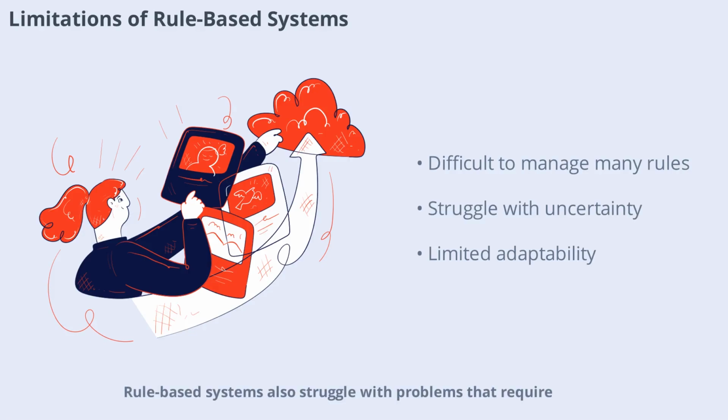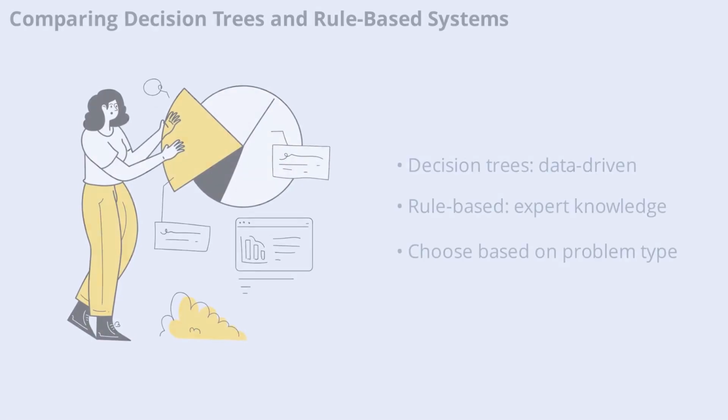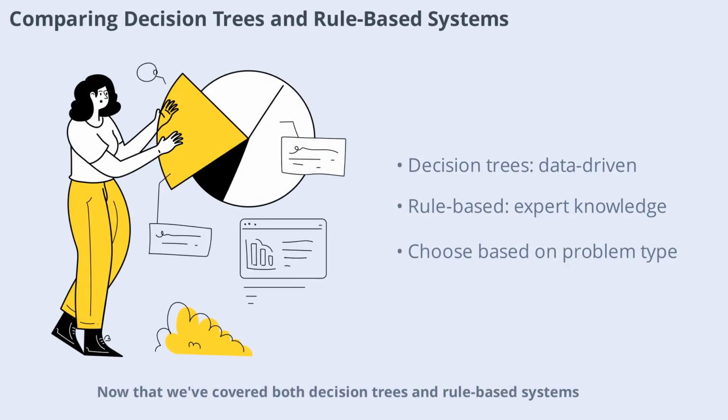Rule-based systems also struggle with problems that require learning from data or adapting to new situations. For tasks that involve uncertainty or complex patterns, other approaches like machine learning may be more effective. Now that we've covered both decision trees and rule-based systems, let's compare them.